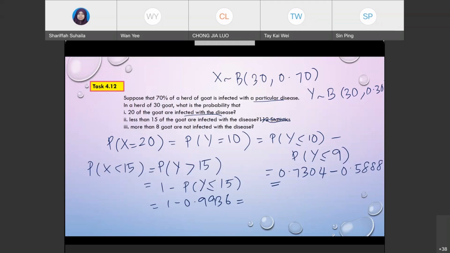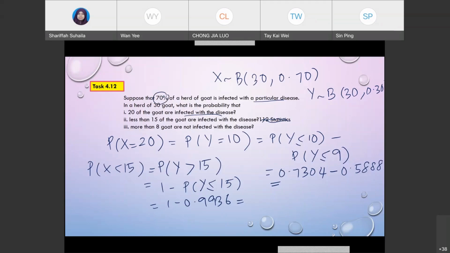So random variable X is given when your pi, in this case, let's say 0.7. 0.7 is the probability of success. Success in this case is the probability that the goat is infected with a disease. So that means your X here is the number of goats that are infected with the disease. That is your X. So Y is its complement, again the number of goats but that are not infected with the disease.